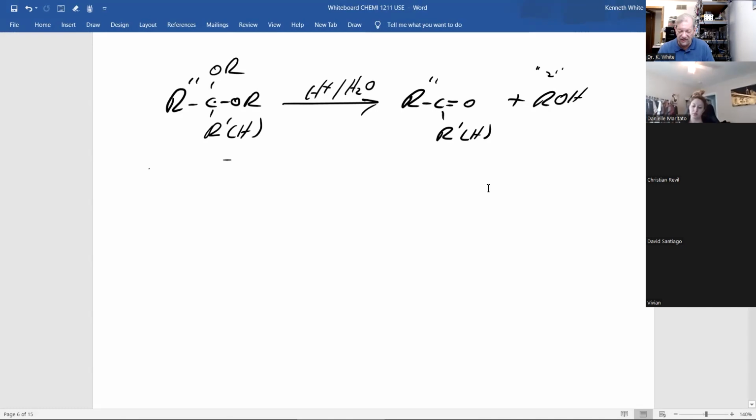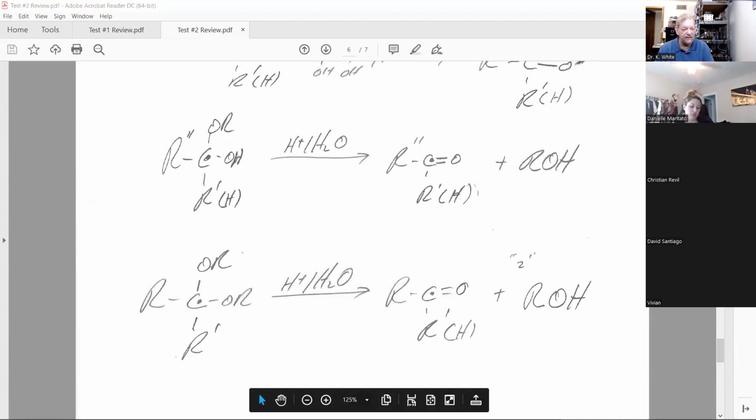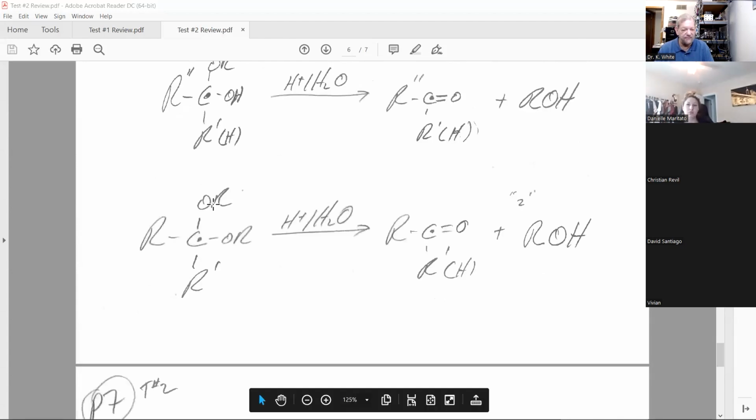And as I mentioned, when we learned this, and now you know about it, these 2 reactions are how your stomach breaks down, especially the bottom one, how it breaks down carbohydrates, acid hydrolysis of an acetal or ketal. Oh, let's have some fun with this reaction.